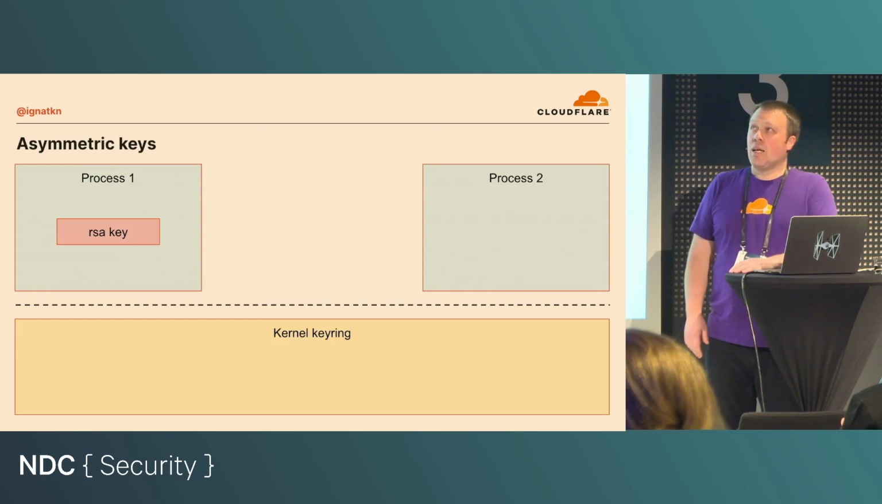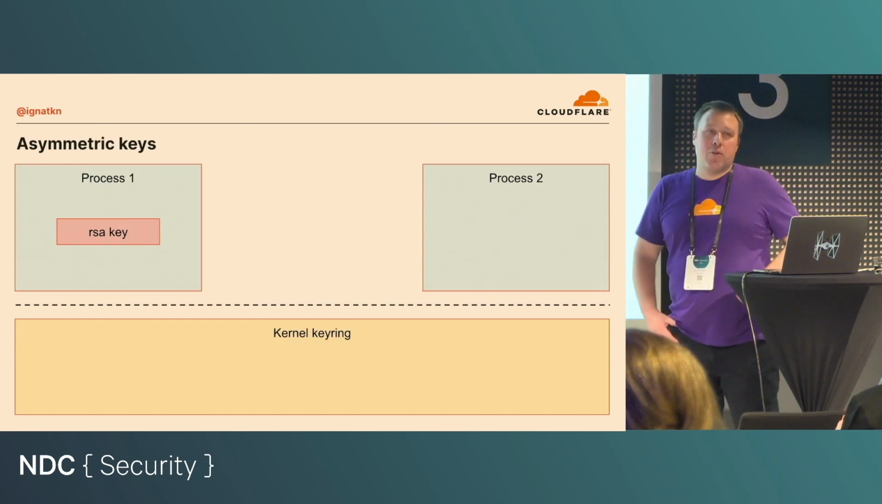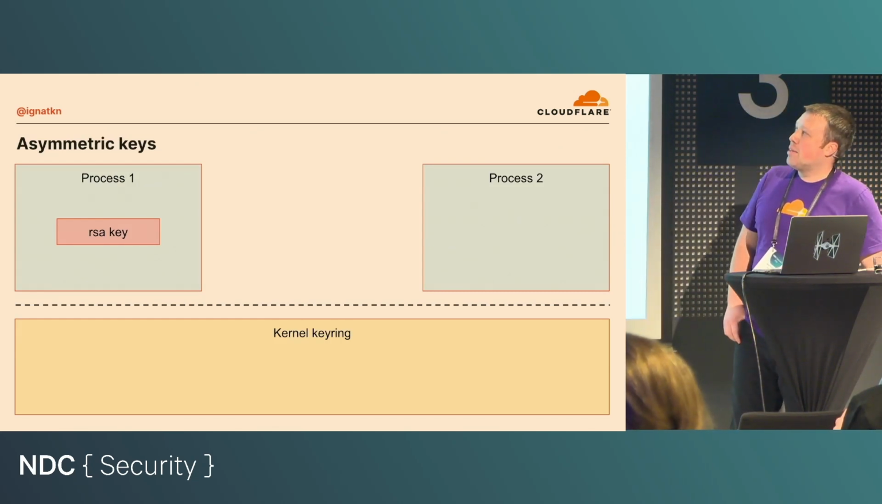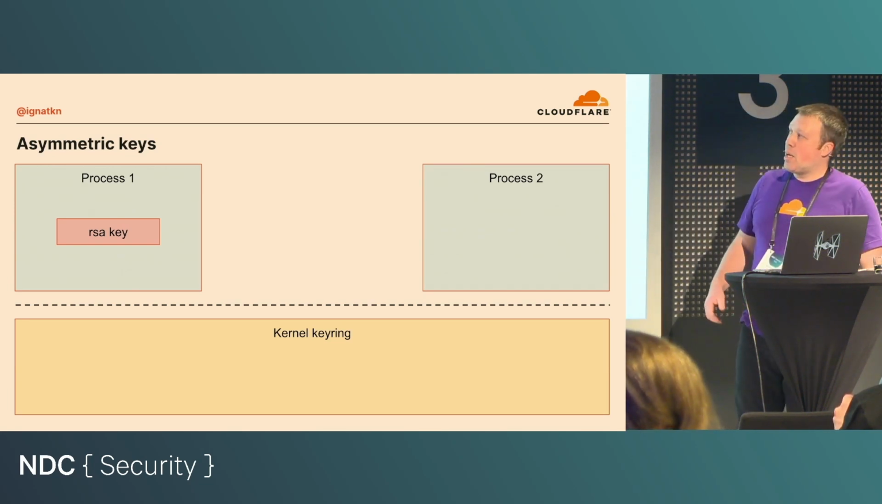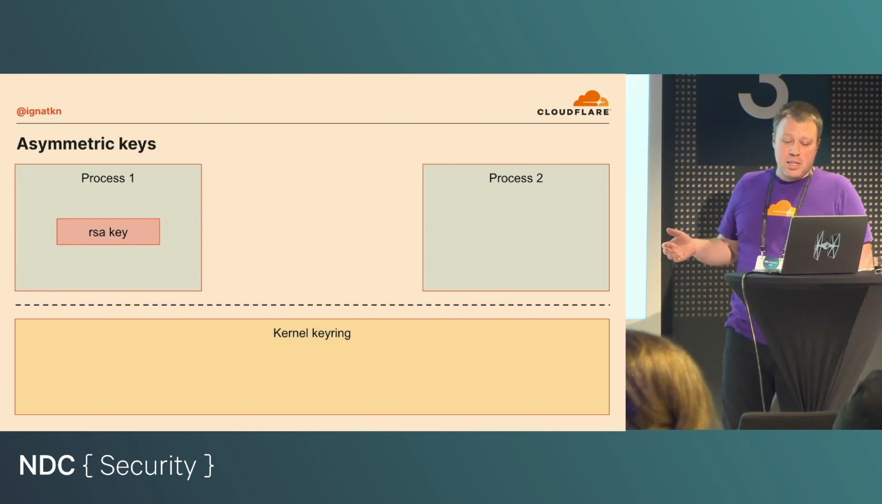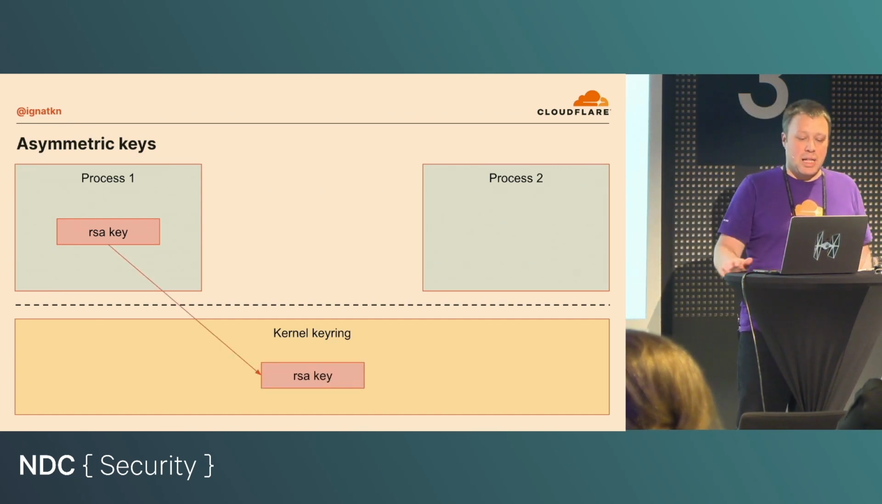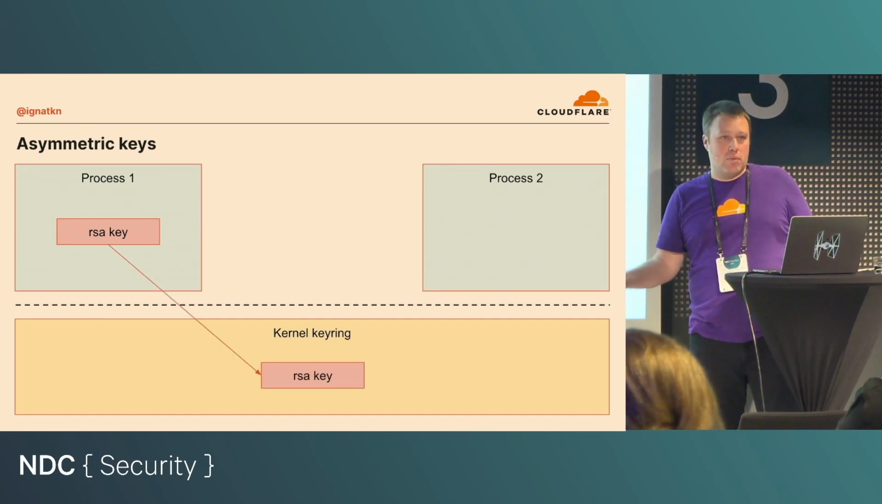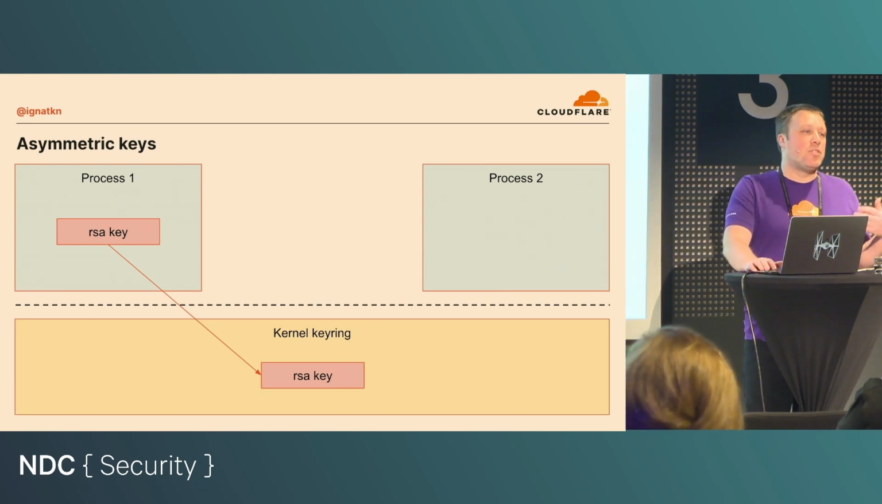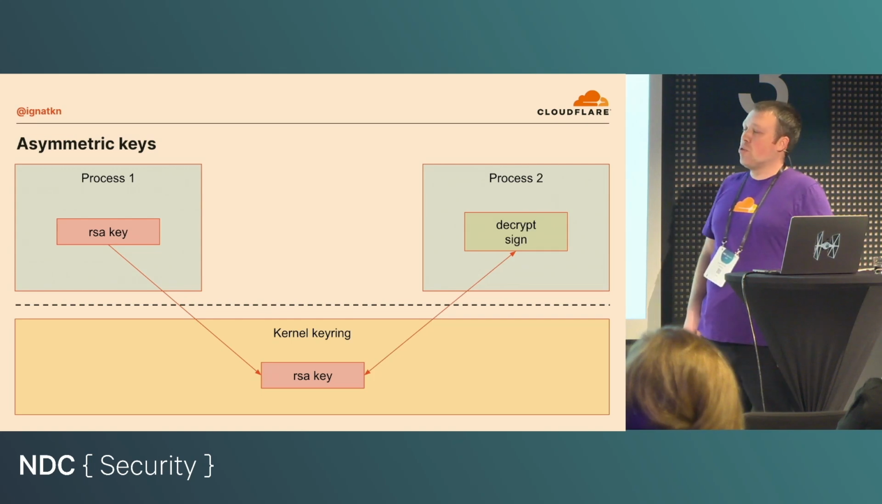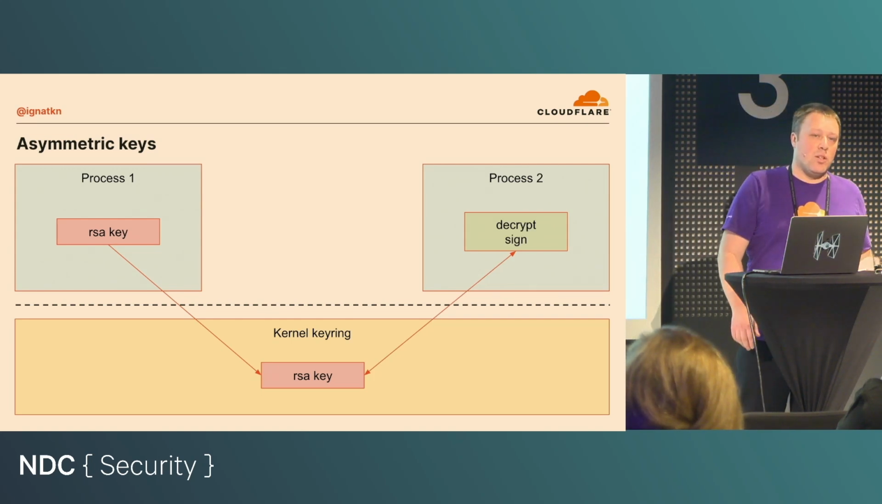One of the powerful key types inside the Linux kernel key store are asymmetric keys. So imagine you have an RSA key. What you can do is store that key inside the Linux key store, and other processes may not have to read the key, but they can do cryptographic operations on top of that key.